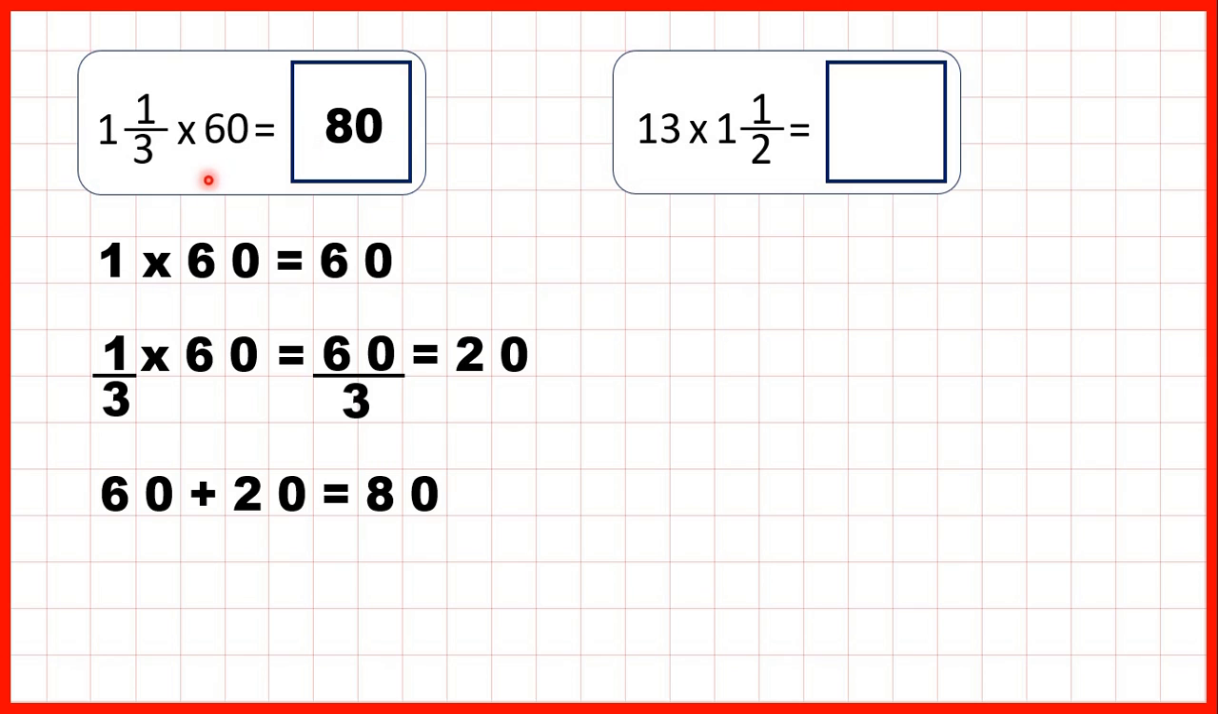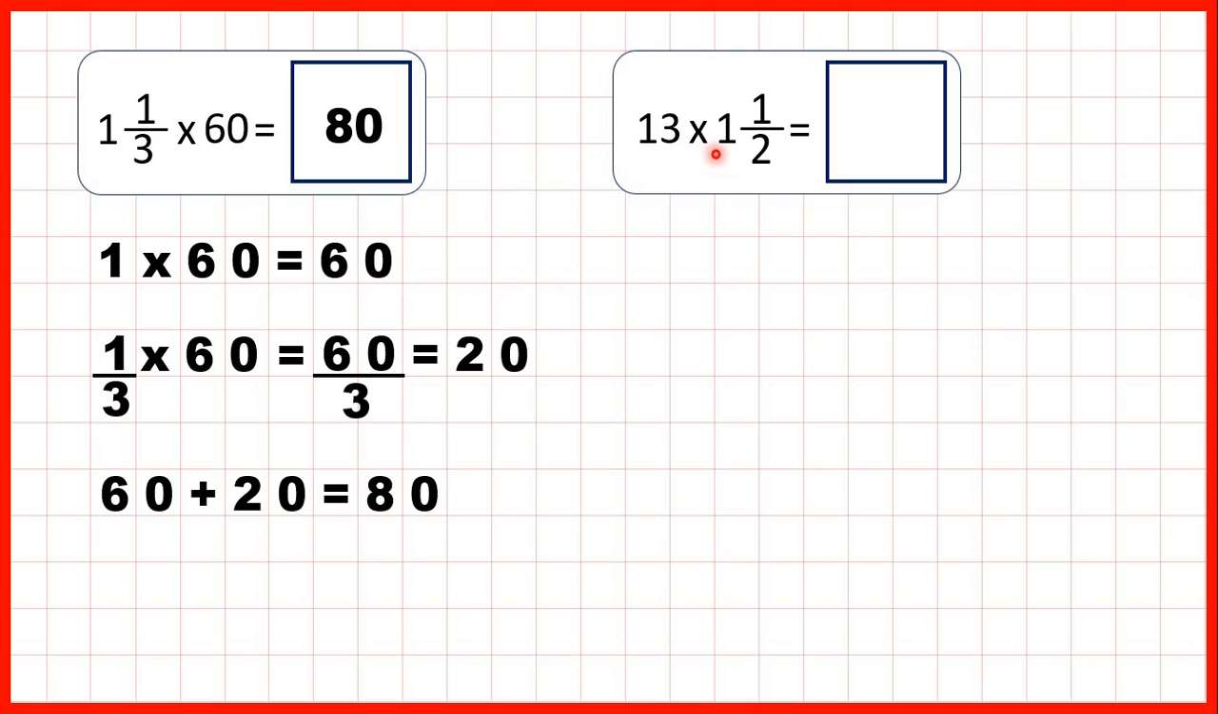So notice sometimes when you multiply a mixed number by a whole number, you still get a whole number as your answer. And we have that because 60 divided by 3 was exactly 20 with no remainder.